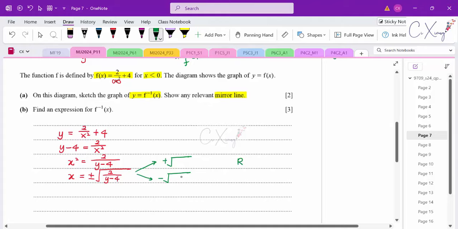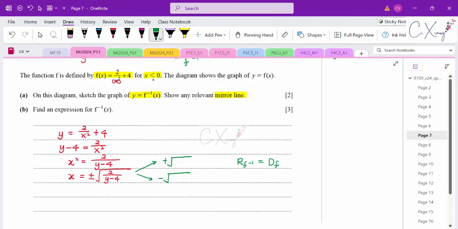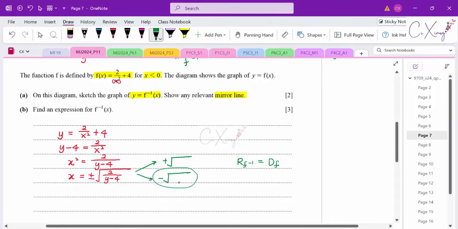You need to know that the range of the inverse function should be equal to the domain of the function. So to choose the correct range, you look at the domain. The domain here tells you that x is smaller than 0. So for x smaller than 0, which function will give you a negative value? The positive square root will give you a positive value, while the negative square root will give you a negative value. So I think the answer is very obvious. This function will give you a value smaller than 0. Therefore, your answer for f inverse will be equal to negative square root of 2 over x minus 4.